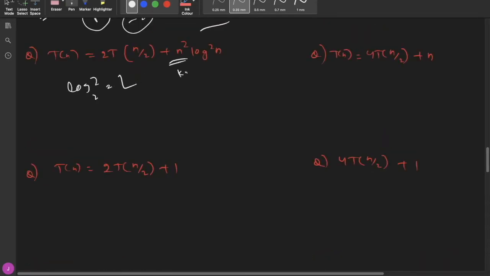The value of a is 2. So this is greater than the log a base b value. So what will be the answer? The answer will be order of n square log square n, where the p value is positive here. So we will be writing this whole thing as the time complexity.